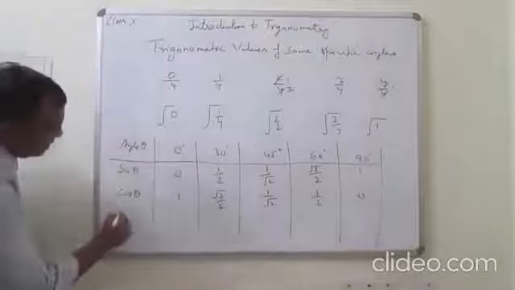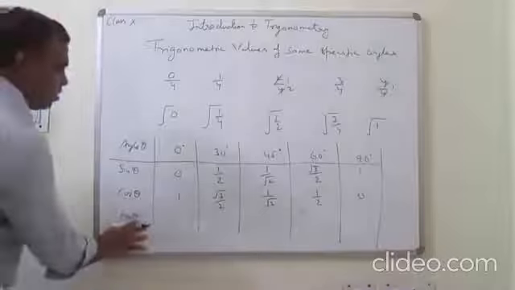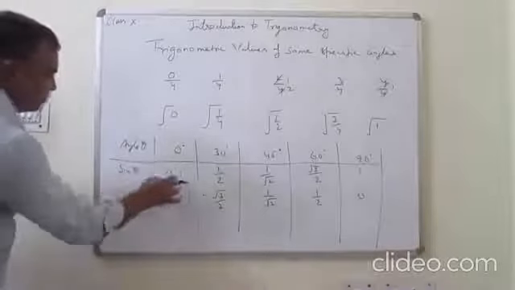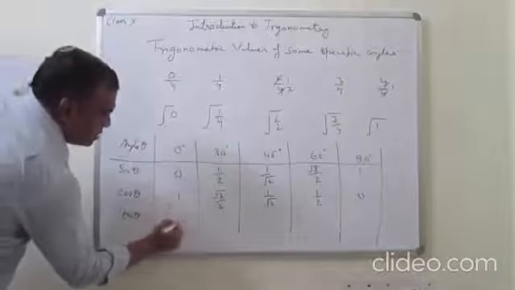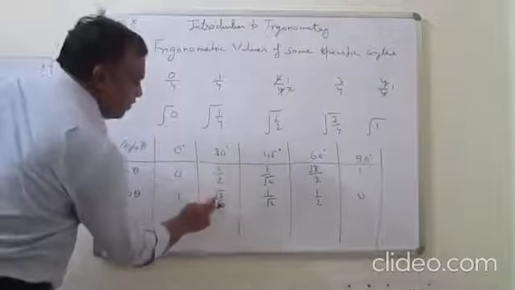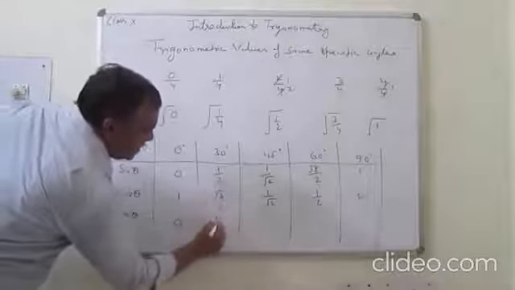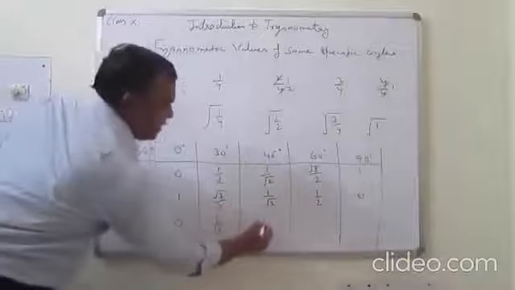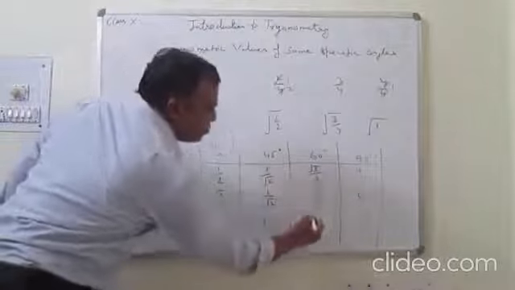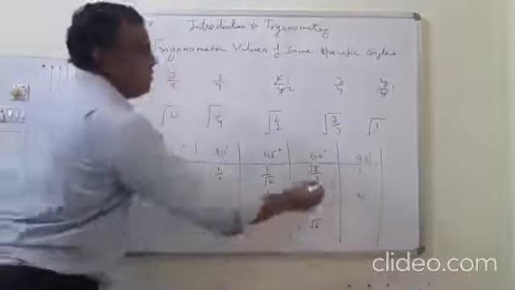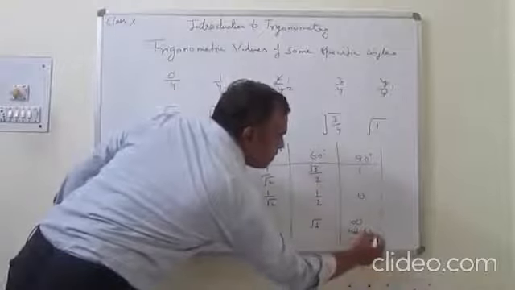Now, what is tan theta? We know that tan theta is sine upon cos. When you divide sine upon cos, you will get tan theta. 0 upon 1 is 0. 1 by 2 and root 3 by 2: when you divide, the 2 cancels, it is 1 by root 3. Then 1 by root 2 divided by 1 by root 2 cancels, it is 1. And it is root 3. 1 upon 0 is infinity or not defined.